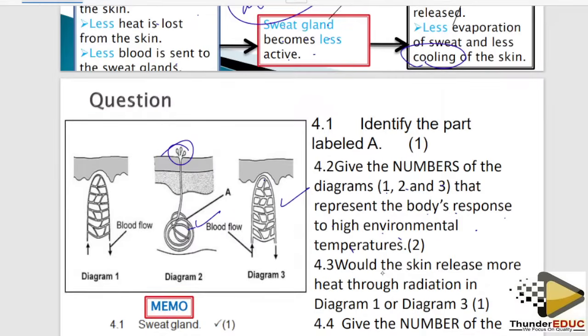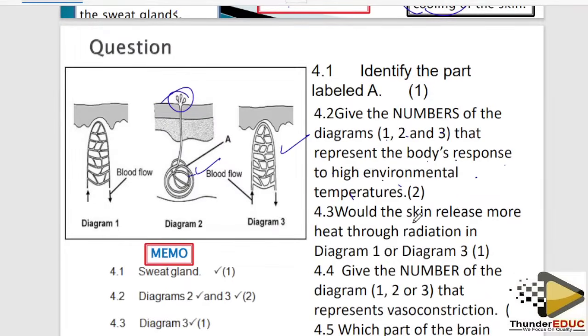They're saying, would the skin release more heat through radiation, diagram 1 or diagram 3? Remember, radiation is a loss of heat without contact, meaning like the sun, the way it brings heat to us, you don't touch the sun. So they're saying, would the skin release more heat through radiation in diagram 1 or 3? Because this one is under high temperature, then it's going to lose it.